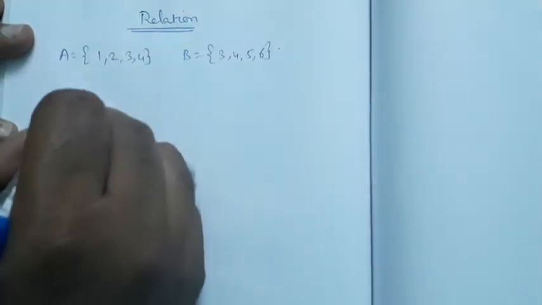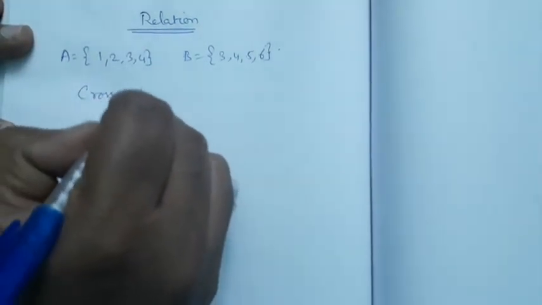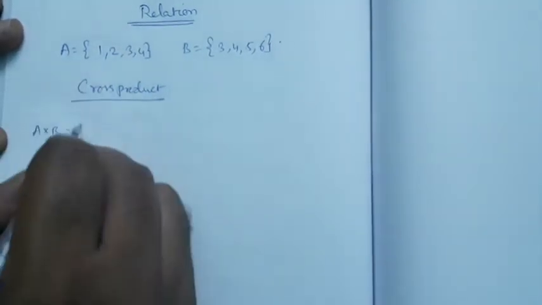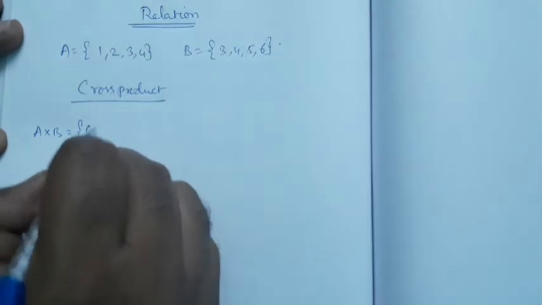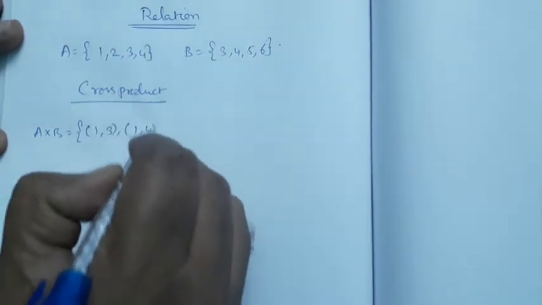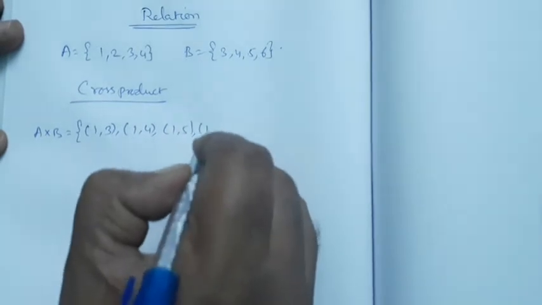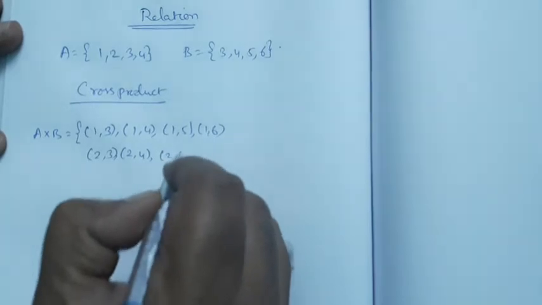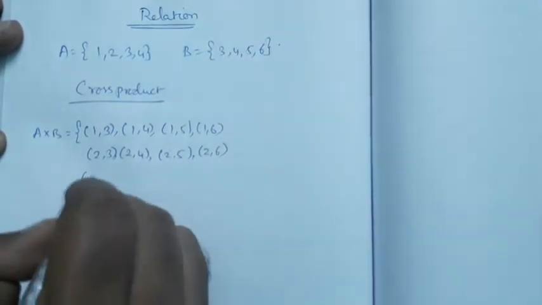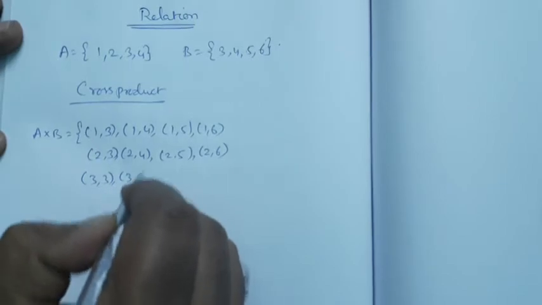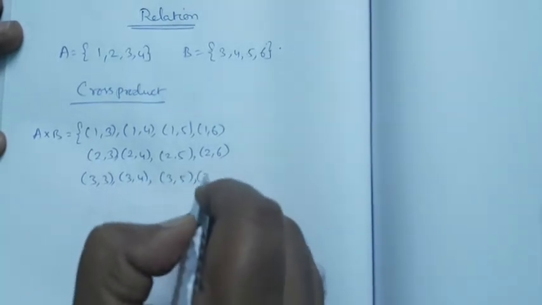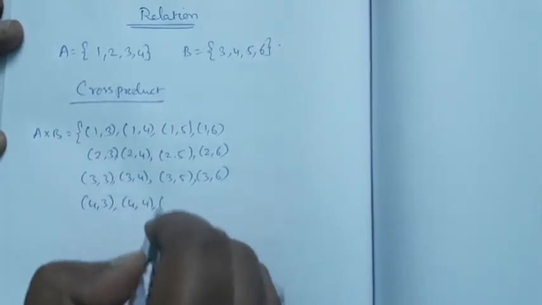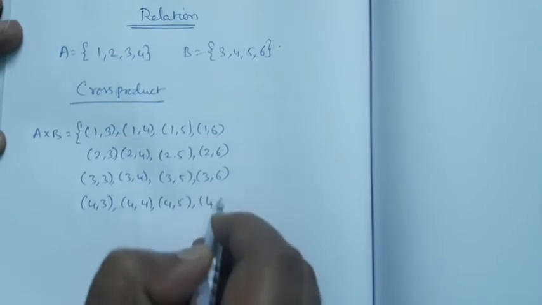Now I am going to do the cross product, or the Cartesian product, A cross B. So A cross B is equal to all the possible ordered pairs: (1, 3), (1, 4), (1, 5) and (1, 6); (2, 3), (2, 4), (2, 5) and (2, 6); (3, 3), (3, 4), (3, 5) and (3, 6); (4, 3), (4, 4), (4, 5) and (4, 6).